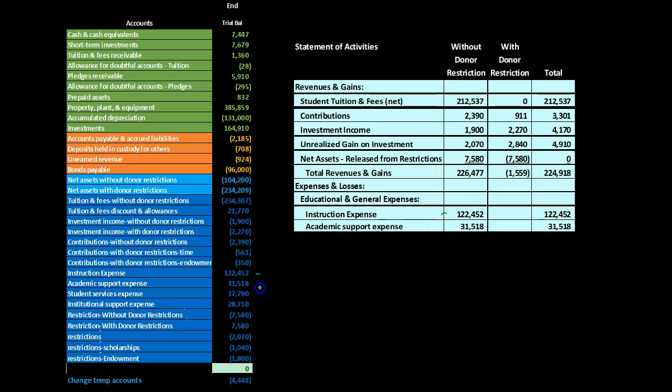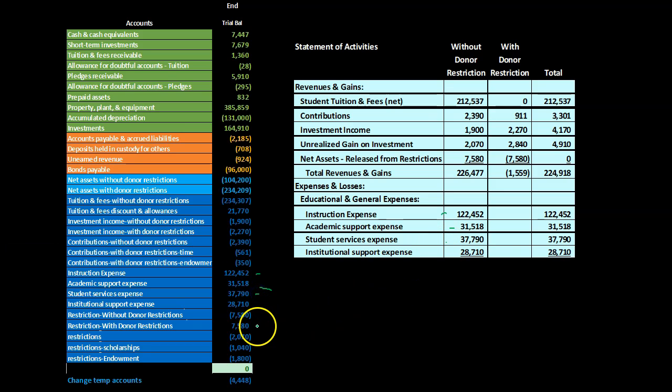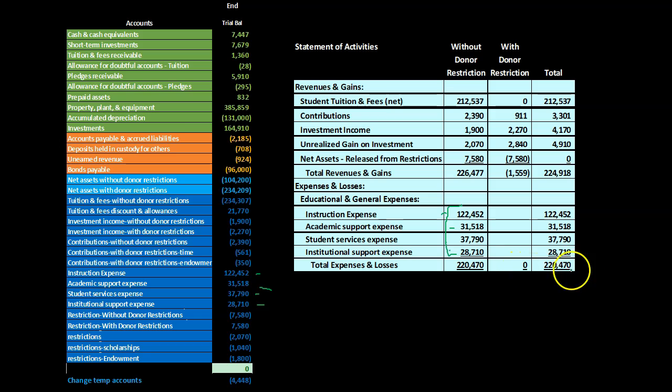Then we have the academic support. Next, we're going to have the student service expense. We have the student service expense here and here. Next, we're going to have the institutional support expense as well. And then, of course, if we were to add these up, just simply the expense items, this column adds up to 120,470. Nothing is in without or with restrictions. Therefore, the total column will be the same.